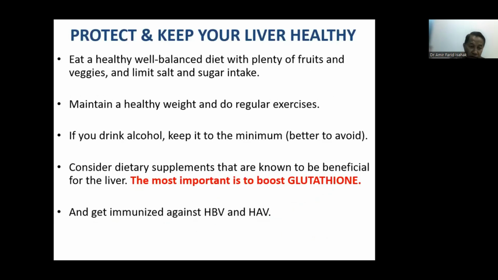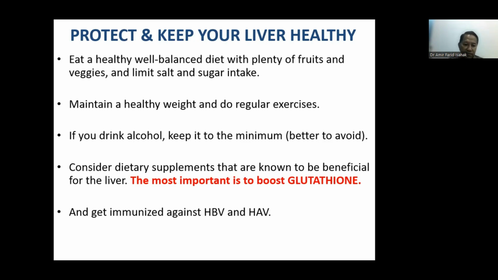Okay, so what do we need to do to protect and keep our liver healthy? We must eat a healthy, well-balanced diet with plenty of fruits and veggies and limit salt and sugar intake, maintain a healthy weight and do regular exercise. And if you drink alcohol, keep it to the minimum, better to avoid, and consider dietary supplements that are known to be beneficial for the liver. And the most important is to boost glutathione. And why? We will see after this.